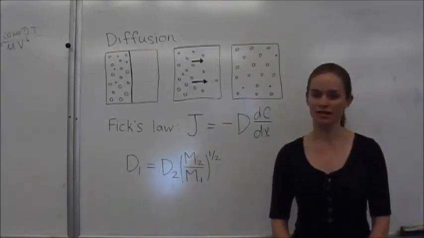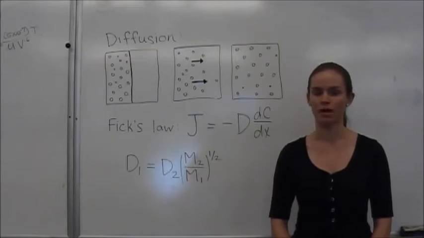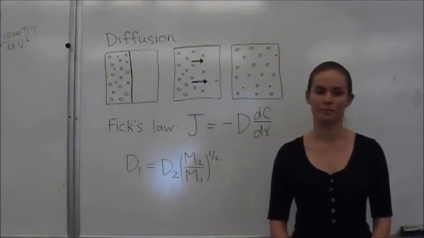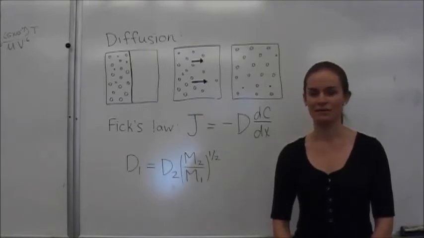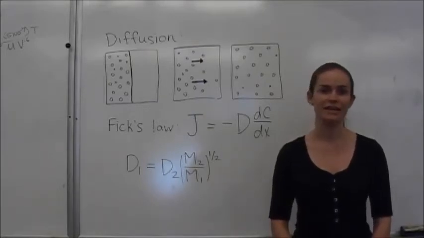Diffusion coefficients are assigned to specific pairs of species, for example, carbon dioxide and air, to describe how quickly they diffuse into each other. There are two main types of diffusion, equimolar counterdiffusion and A through stagnant B.